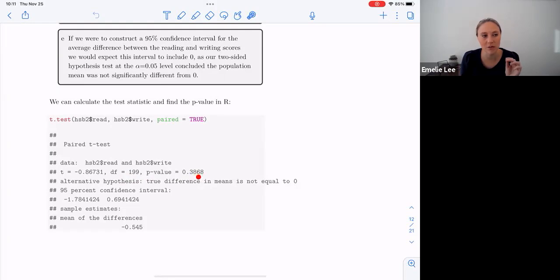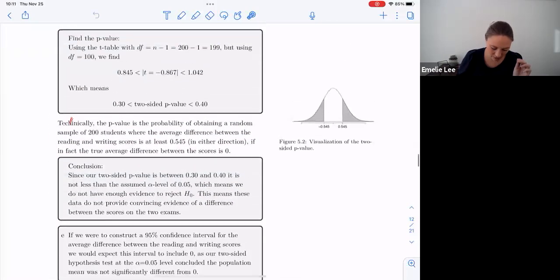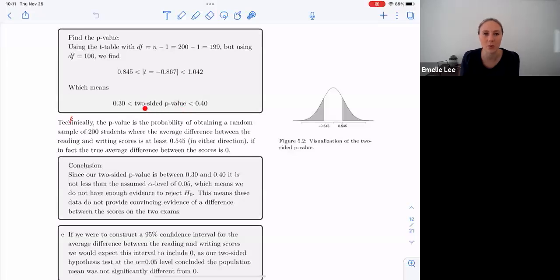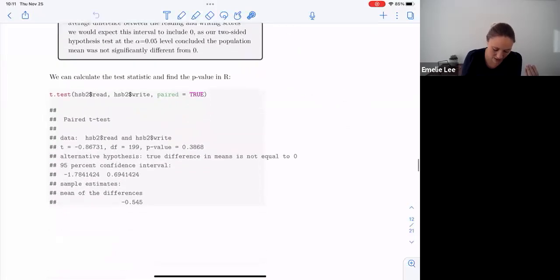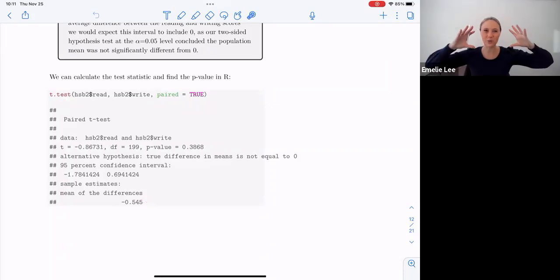Now, just convince yourself that 0.3868 is somewhere between 0.3 and 0.4. So this interval is not bad for the p-value. It still gets the job done. But if you want something more precise, then you're going to need to use software. Okay, so the alternative hypothesis default is a two-sided test, and it'll give you the confidence interval as well for the mean difference. The mean of the differences is negative 0.545. So this t.test command has pretty much everything that you would need.